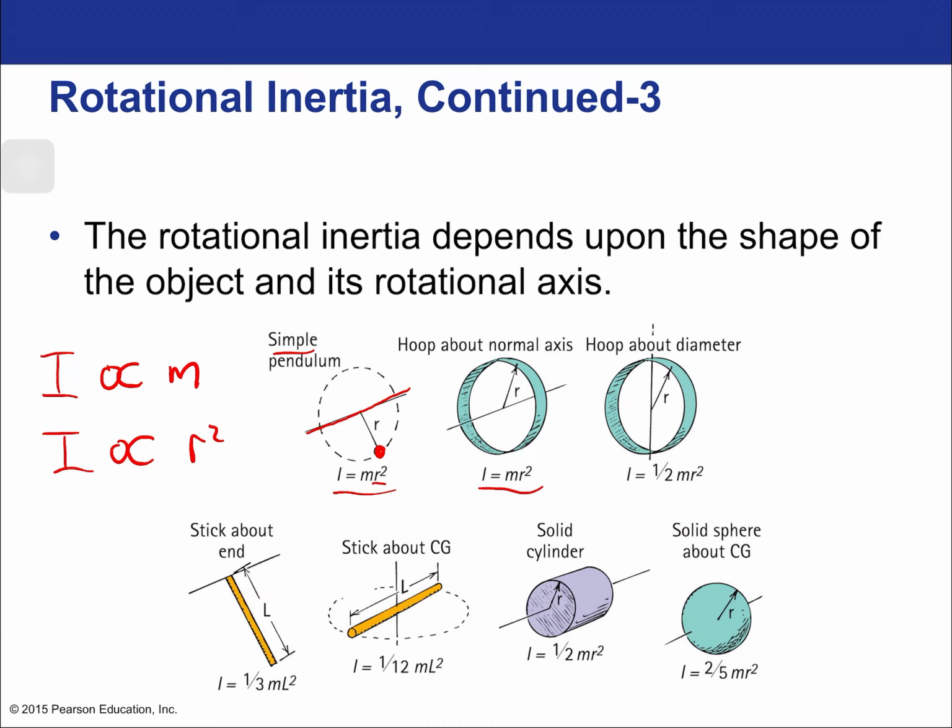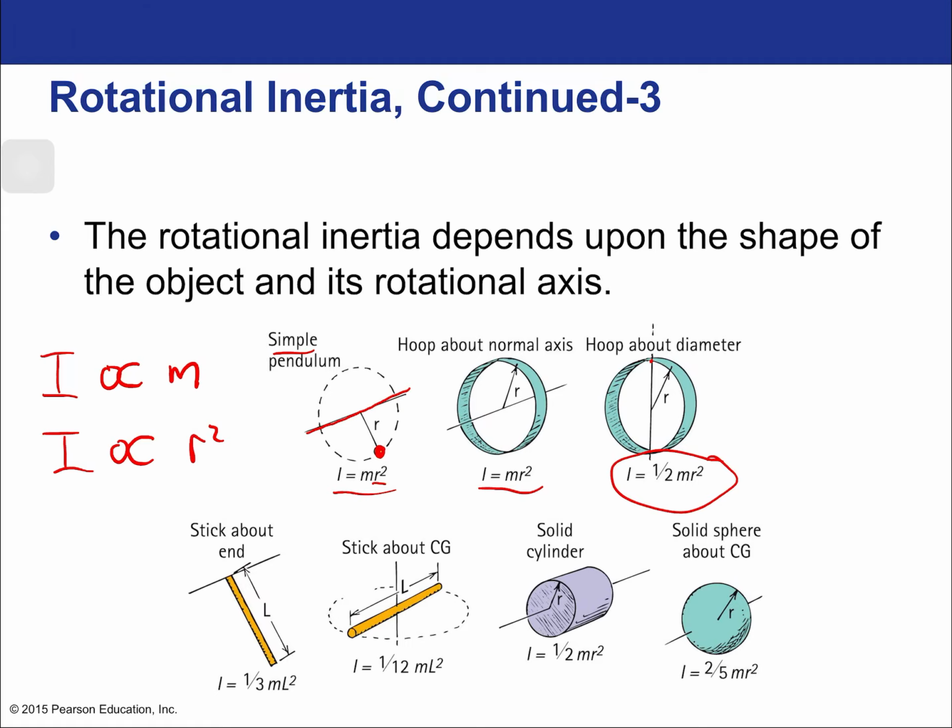Now, different shapes have different values in front of that mr squared. So far, we've just seen the two maximum cases, but look at the next one, okay? If we have a hoop and we're rotating it where some of the mass now is actually right on the axis of rotation, right? Same object, but different axis. Now we end up with 1/2 mr squared. What about a stick? If I rotate a stick about one end, I have 1/3 ml squared.